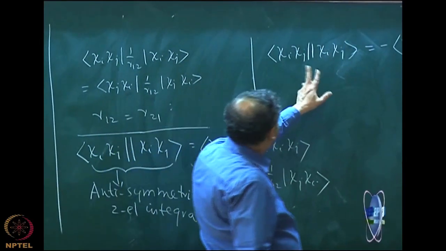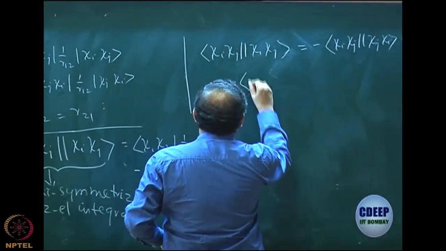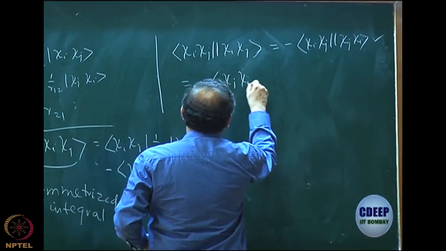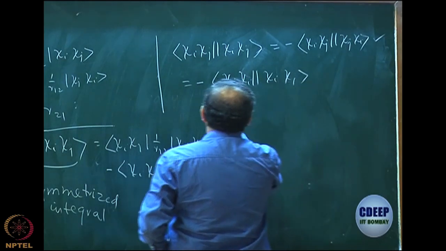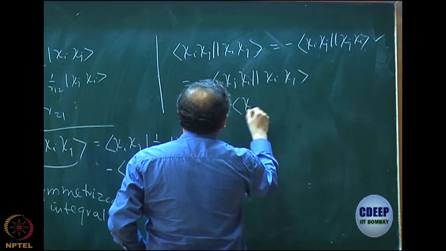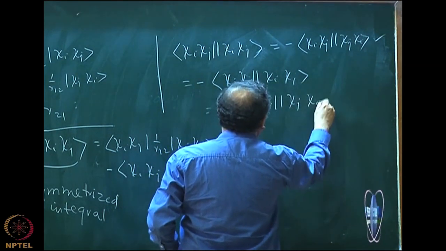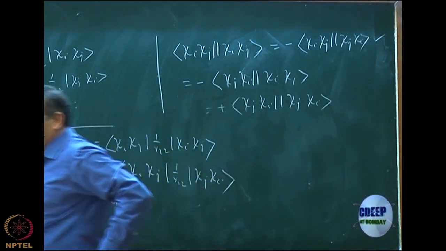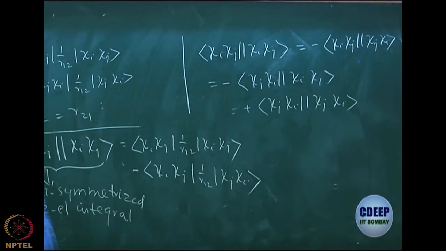Of course, I could interchange also the left pair similarly. So, this is negative of chi j chi i, chi i chi j. And it is the same as interchanging both, chi j chi i, chi j chi i. Is it clear? So, each pair of interchange, either on the left or the right, produces a minus sign. So, if I interchange twice, both left and right, it will come back to the same thing. And please practice these integrals.